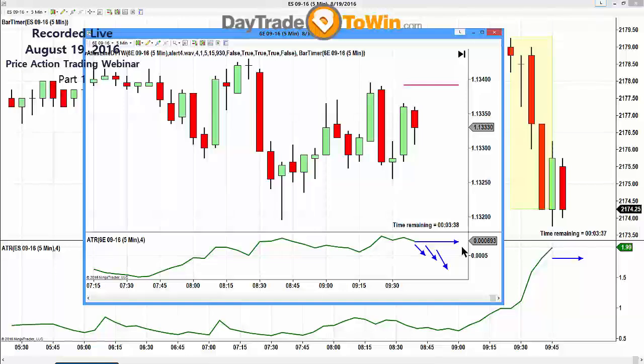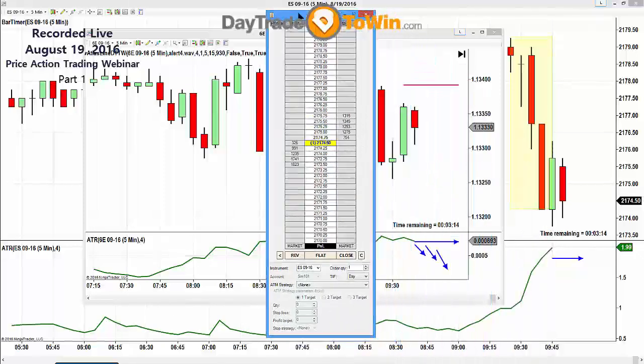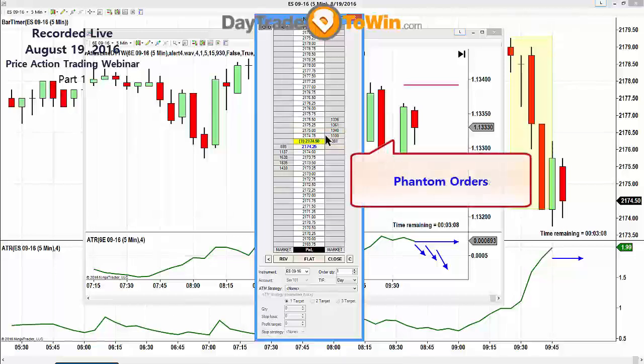Look at the tape and look at the orders on the dome. You have to forget about all that. This, what you're seeing here, is set in stone. Do you know what's not set in stone? This is not set in stone. Let me show you. These orders here are not set in stone. What you see here are called phantom orders. And if you think that these orders are actually waiting to be filled, you're gravely mistaken.